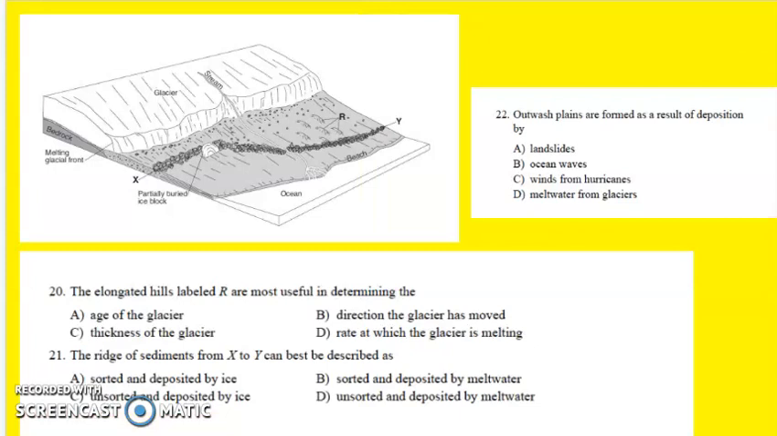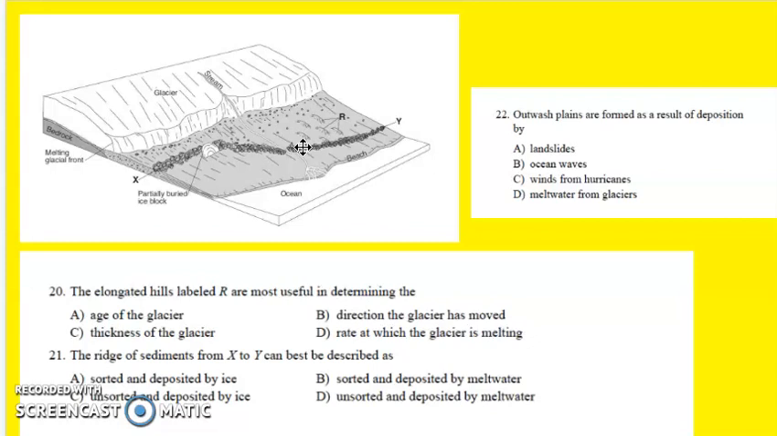Here are some other Regents questions. So let's look at the diagram. You can see this long line of X to Y. That is a moraine. They're showing you R, which is question 20, the elongated hills. The elongated hills are drumlins, and they don't tell you the age of the glacier, but they can tell you the direction the glacier has moved.